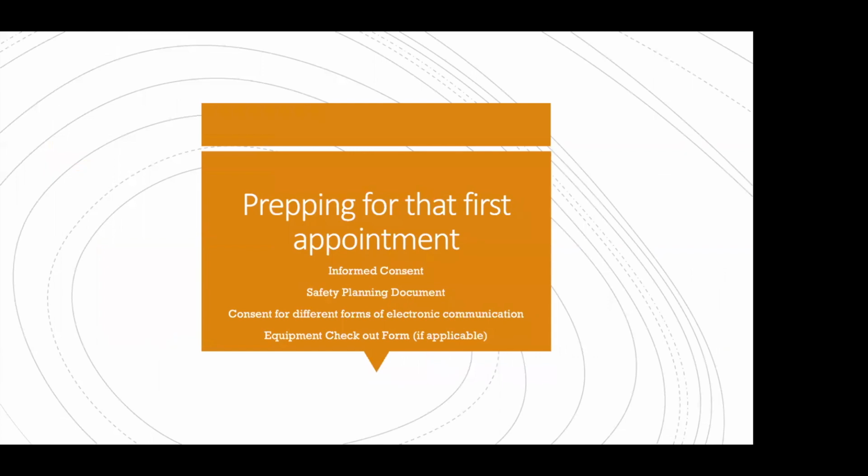So when we think about prepping for that first appointment, we think about how informed consent is going to look a little bit different. Does your agency have a specific telehealth consent and safety planning document? You've got to be working through that, and then consenting them for other types of electronic communication that you might be providing. If you're going to be providing them with equipment or any types of devices, give them some kind of equipment checkout form with an understanding of the agreement.